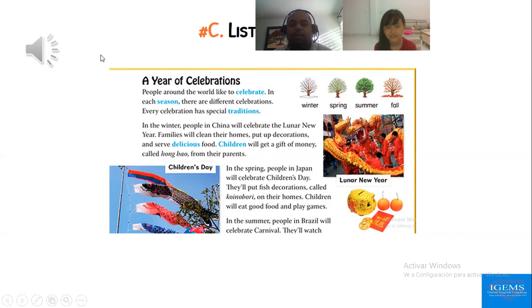A year winter, celebrations. Spring, summer. A year of fall. Celebrations. A year of celebrations. Okay. People around the world like to celebrate. In each season, there are different celebrations. That is correct. Every celebration has special traditions. In the winter, people in China will celebrate the Lunar New Year. Families will clean their homes, put up decorations, and serve delicious food. Children will get a gift of money called hongbao from their parents. In the spring, people in Japan will celebrate Children's Day. They'll put fish decorations called koinobori on their homes. Children will eat good food and play games. Okay, so in the summer, people in Brazil will celebrate Carnival Day Watch.